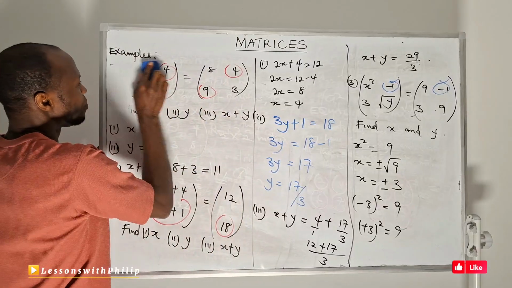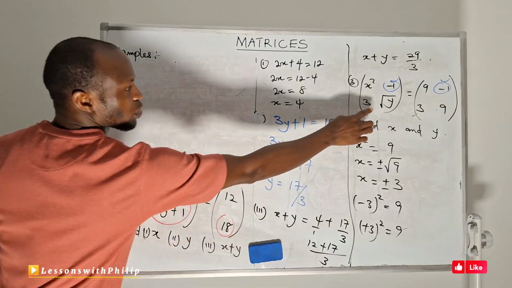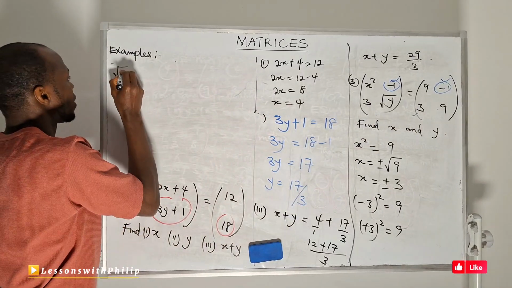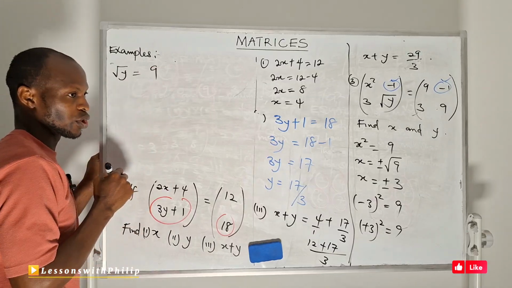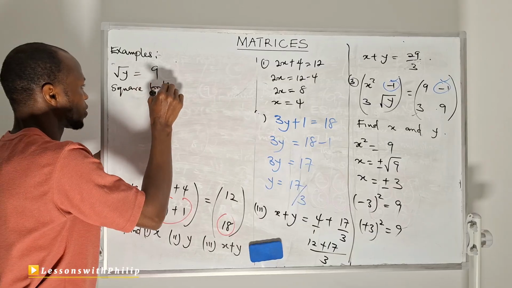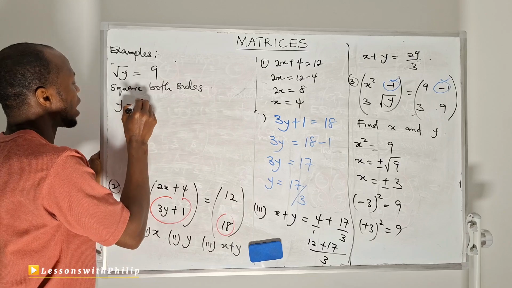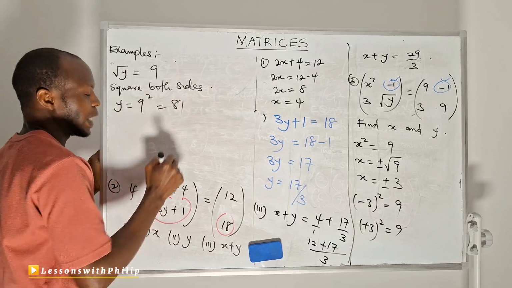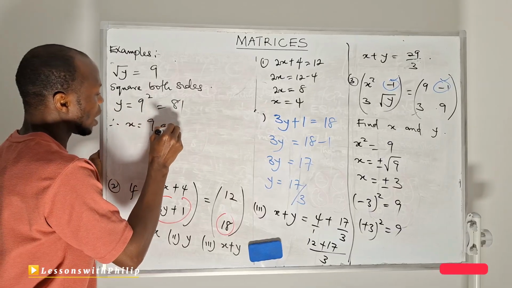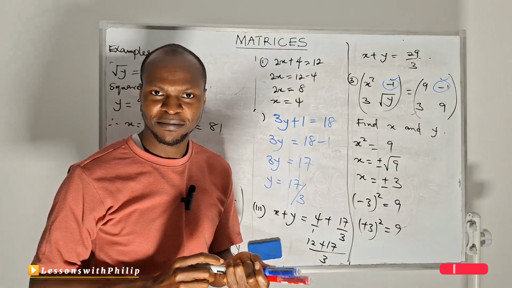Okay? Now, let me solve the second one. That says square root of y will also be equal to 9. So therefore, my square root of y will now be equals to 9. Now if you square both sides of the equation, you have your y to be equals to 9 squared. And that's equals to 81. Therefore, x equals plus or minus 3 and y equals 81. Do you get it? Perfect.